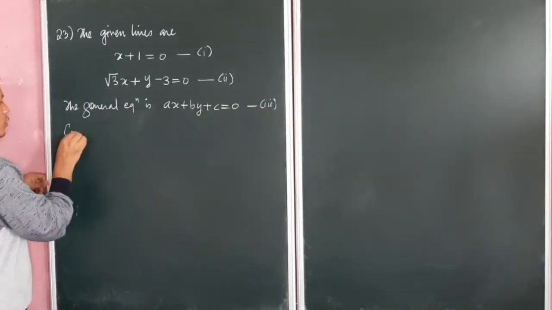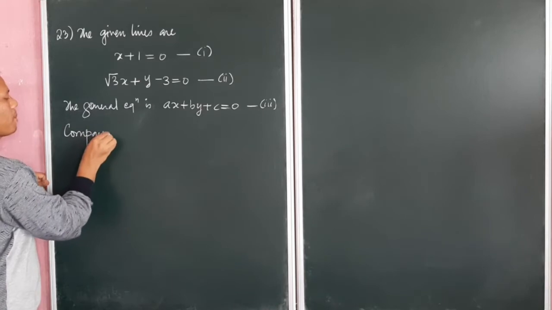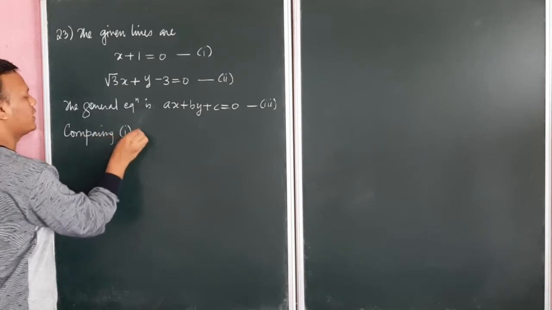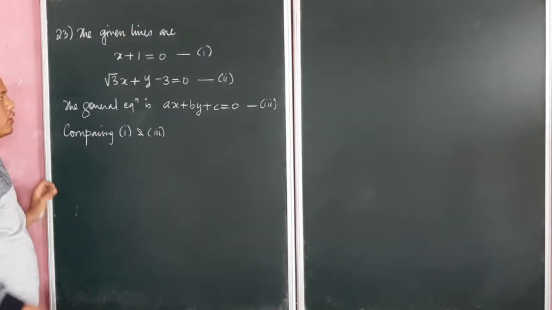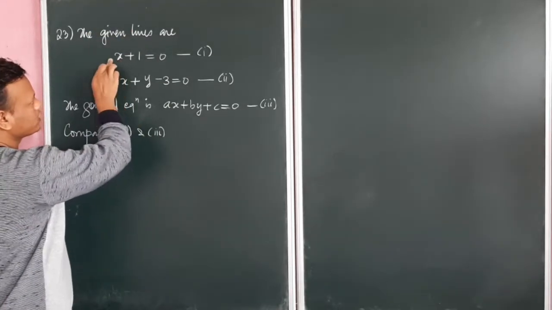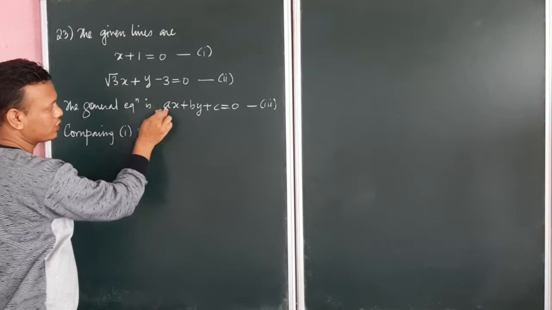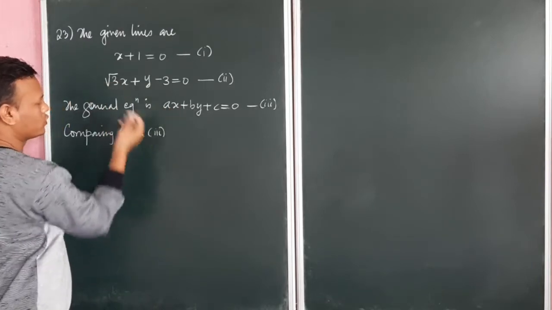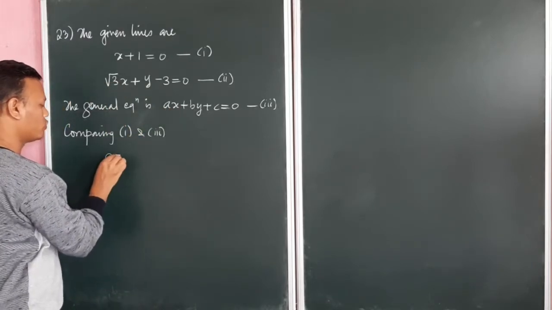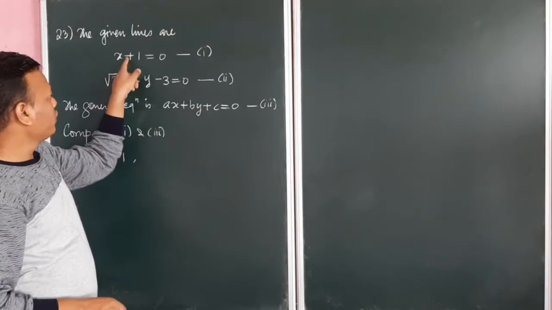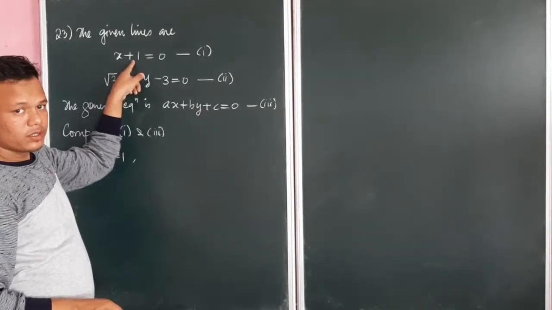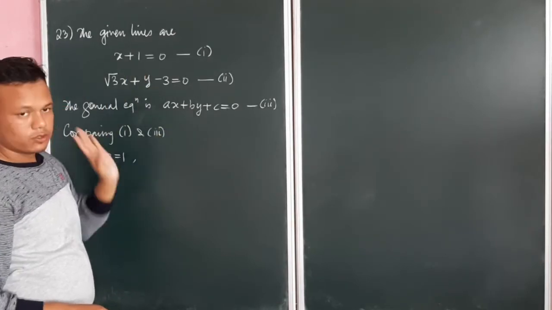Okay, so comparing 1 and 3. What is the coefficient of x here? It is 1. The coefficient of x in the general equation is a, so a will be equal to 1. Now the coefficient of y is b, but we don't have any y term here, right? So that's why b will be equal to 0.